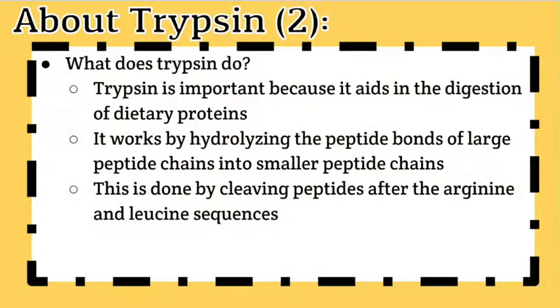What does trypsin do? Trypsin is important because it aids in the digestion of dietary proteins. It works by hydrolyzing peptide bonds of large peptide chains into smaller peptide chains. This is done by cleaving peptides after the arginine and leucine sequences.